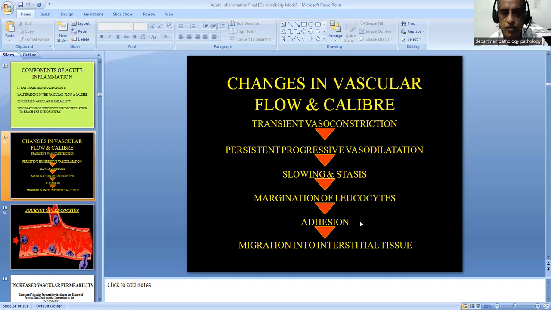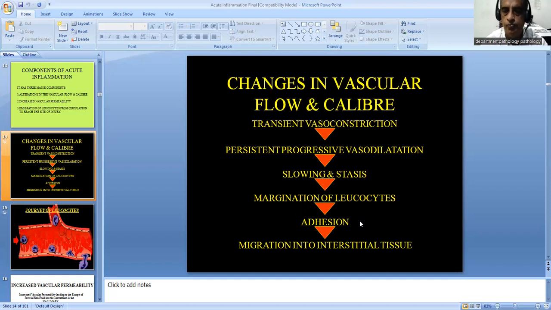And this causes the margination of the leukocytes so that they come to lie near the endothelial cells. Once they come to lie near the endothelial cells, they start sticking to them. At first, they start sticking transiently, roll along it, and then finally adhere firmly to it. And once they adhere firmly, then they migrate out into the interstitial tissue. So now you can see what I was telling you, that changes in vascular flow and caliber, the vascular events, are geared up to begin the cellular events.